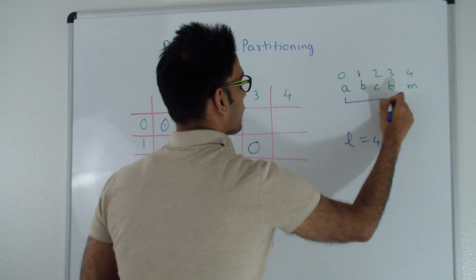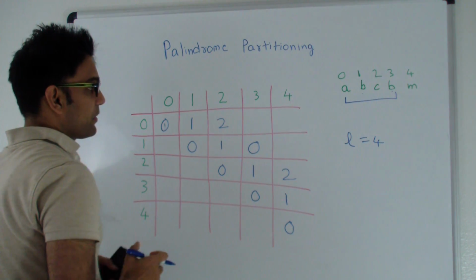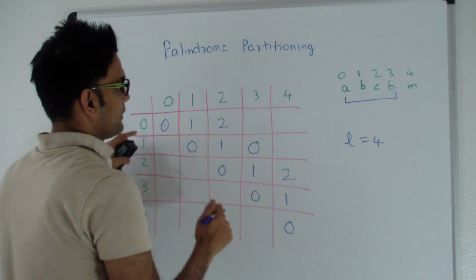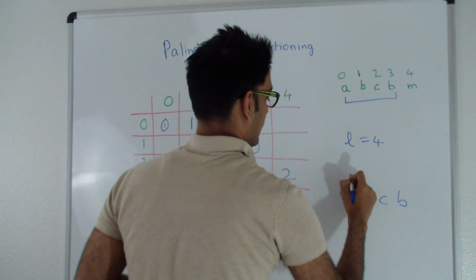So now we are taking 4 characters at a time. Again, this is not a palindrome. So the minimum number of splits will be, let's try it, A, B, C, B.